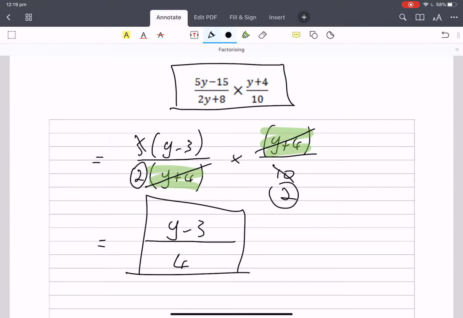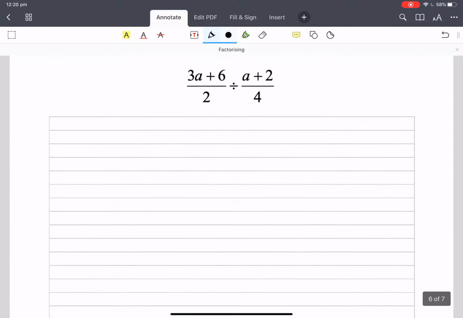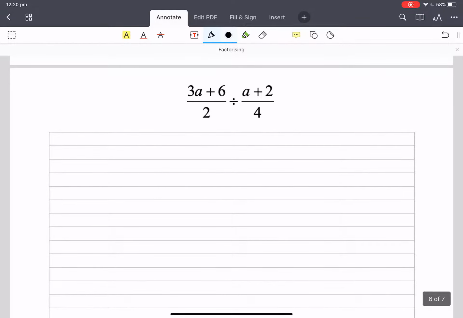So that is that, but simpler. So that would be simplifying. The only way we can simplify is to factorise and then cross out brackets. Here's another one. We're going to factorise and simplify.